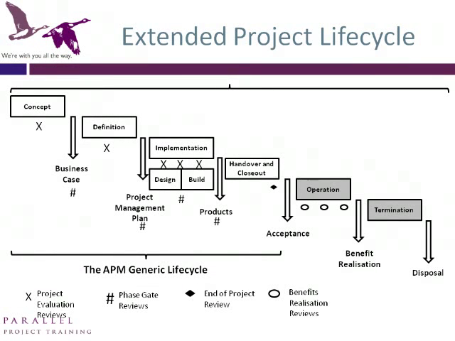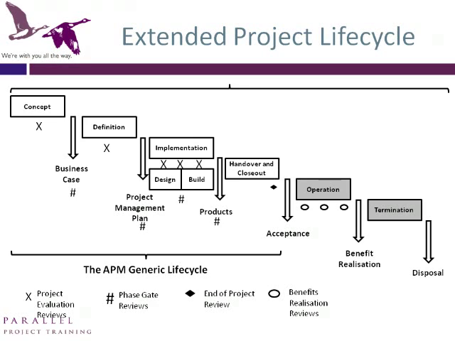The APM project management lifecycle covers 4 phases: concept, definition, implementation, handover and closeout. It can be extended to include operation and termination. Concept is about creating an idea. It results in a business case which justifies execution of the project. Definition is about turning that idea into concrete plans which can be implemented. The output of the definition phase is a project management plan.